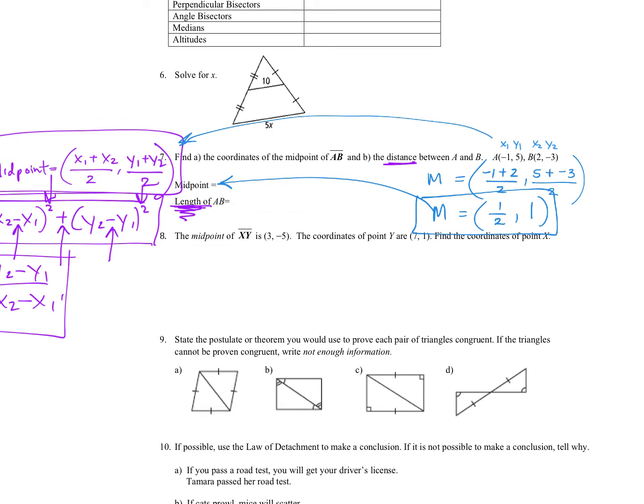On the test, would it want us to convert it to a decimal, or should we just leave that as a fraction? You could go either way. Yep. Do we have to graph on the test? Potentially.